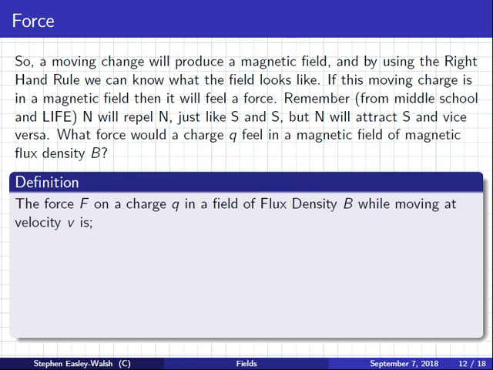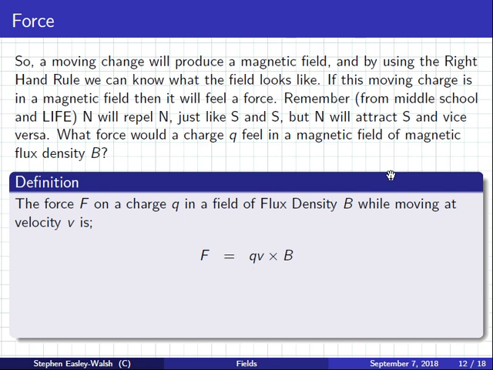So if you had a magnetic field here and you had a charge that's moving, the charge produces a magnetic field, and this magnetic field interacts with this magnetic field and it causes a force, so it causes a movement. And there's actually a formula to calculate how much force a charge Q in a field B travelling at V will experience. And the formula is this.